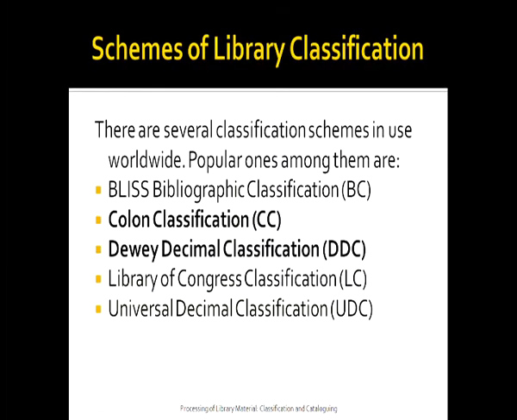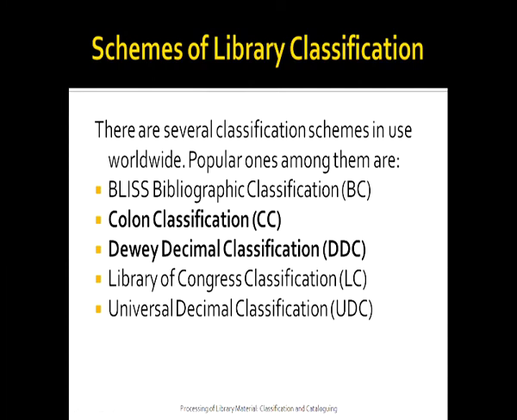Let us now learn about some of the schemes of library classification. In fact, there are several library classification schemes which are used worldwide, but most popular amongst them are the Bliss bibliographic classification given by a very famous person called Bliss.